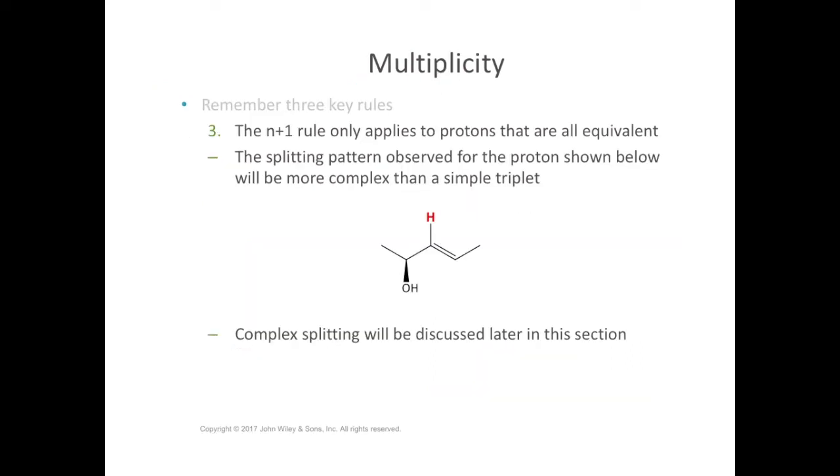The third key rule is that the N+1 rule is very simple, and it only applies to protons that are all equivalent. So the splitting pattern observed for the proton shown in red here will be more complex than a simple triplet because it will be coupled to this proton and to this proton, and these are not equivalent to each other. This would give rise to complex splitting, which I will briefly discuss later. But I will focus primarily on simple splitting.